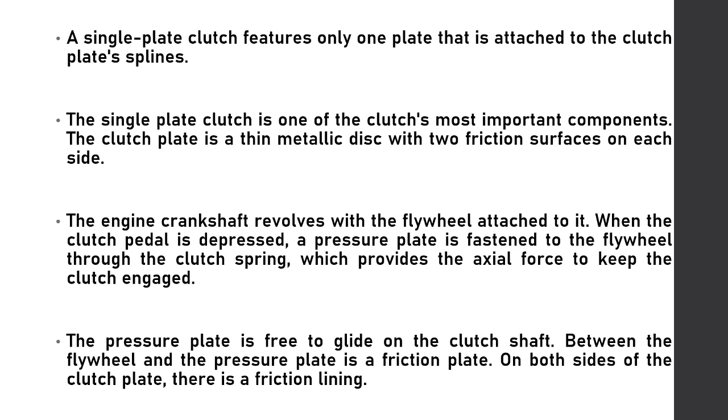A single plate clutch features only one plate that is attached to the clutch plate spline. The single plate clutch is one of the clutch's most important components. The clutch plate is a thin metallic disc with two friction surfaces, one on each side. The engine crankshaft will turn with the flywheel attached to it. When the clutch pedal is released, a pressure plate is fastened to the flywheel through the clutch spring, which provides the axial force to keep the clutch engaged. The pressure plate is free to glide on the clutch shaft. Between the flywheel and the pressure plate is a friction plate. On both sides of the clutch plate, there is a friction lining.